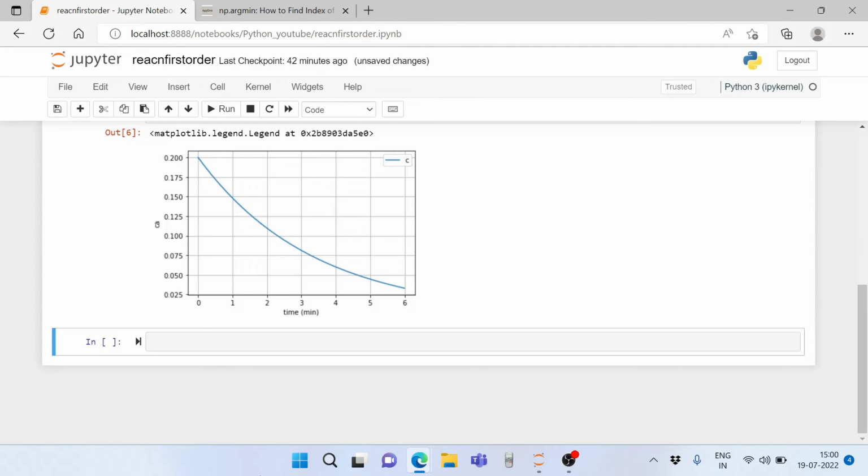Now what if we want to find out the value of CA at 5 minutes? To read it from the graph is going to be a very difficult proposition. So we can go this way. We can find out what would be the index of 5 minutes. You see, t was an array, the time was an array, and let's print time.